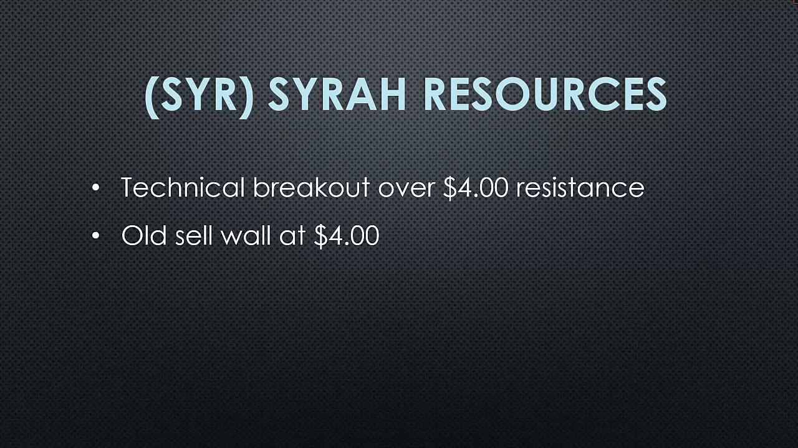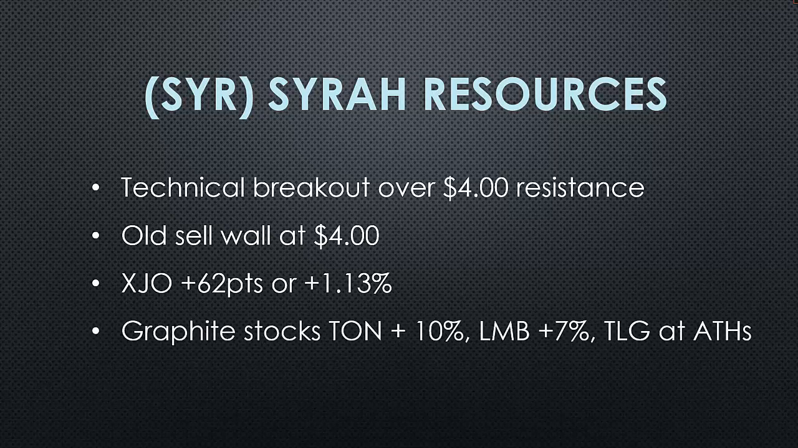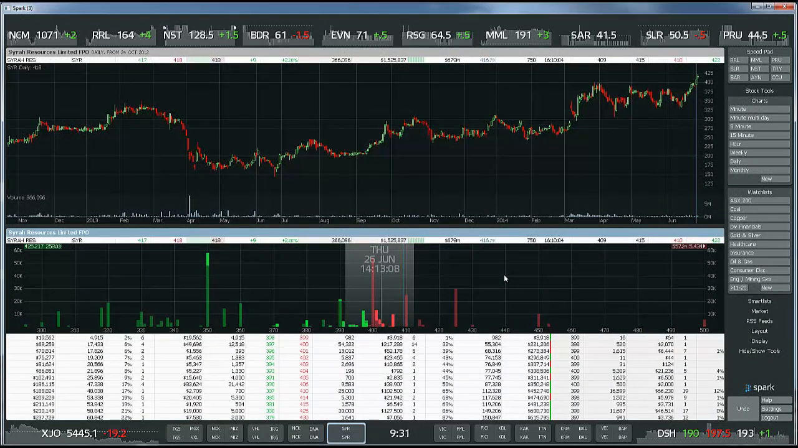But thirdly, on this particular day, on the Thursday, the XJO was up 62 points, right? So the broader market was really, really strong, up over 1%. And the other factor that you might want to consider is how other stocks in the same sector are performing. Graphite stocks have been really, really strong of late, but on this particular day, they were really on the gas. You had the likes of Triton Minerals up 10%, Lambu Resources up 7%, and I think Talga Resources was basically trading at all-time highs. So four factors that make this a really, really favourable trade.